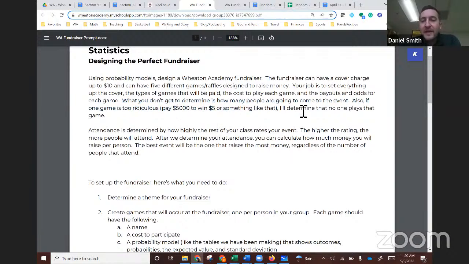You can't make up a game where, hey, come pay $5,000, and if the dice lands on an even number, you win a teddy bear. Nobody's going to play that game. These have to be realistic.